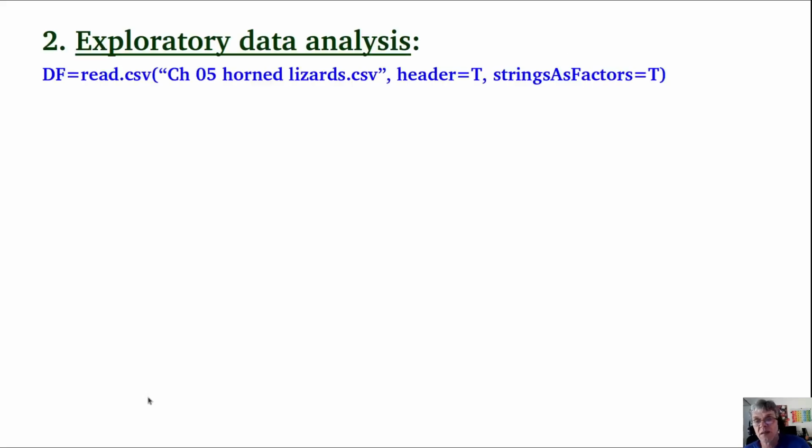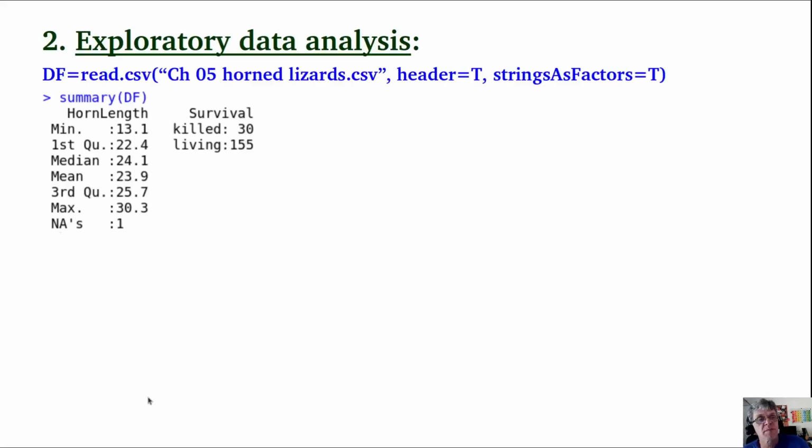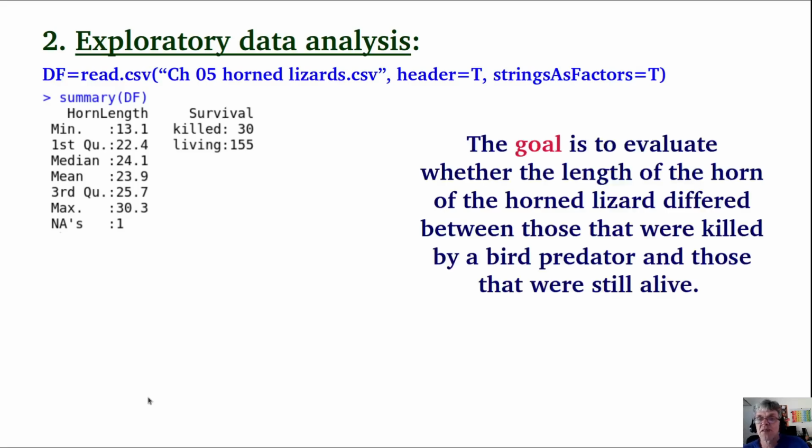We start again as usual by importing the data. The data concerns a natural experiment done in Arizona in the US, and the goal is to evaluate whether the length of the horn of a lizard differs between the lizards that were killed by a bird predator and those that were still alive. So we then have the response variable horn length and the categorical explanatory variable survival with two levels, killed and living.